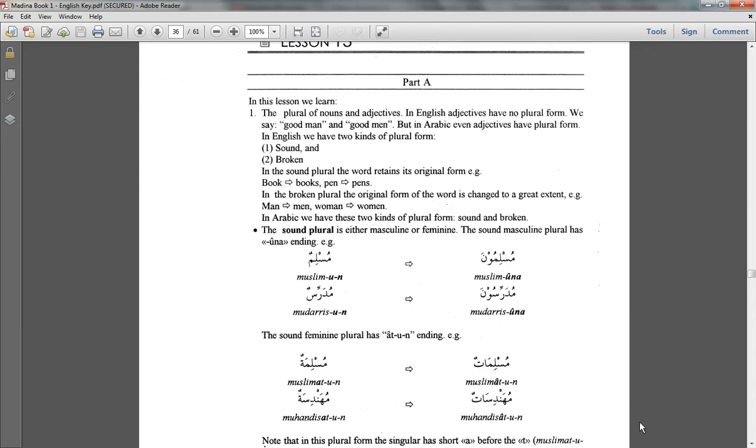In this lesson we learn the plurals of nouns and adjectives. In English, adjectives have no plural form. We say good man and good men, but in Arabic, even adjectives have plural form. In English, we have two kinds of plural form, sound and broken.